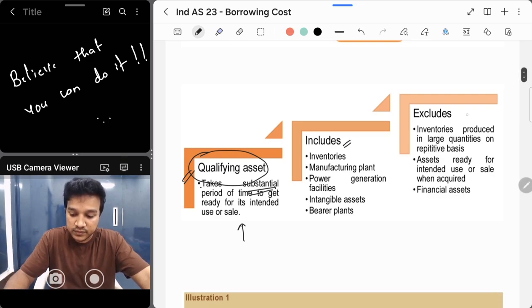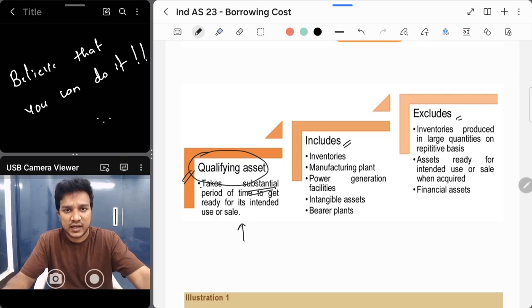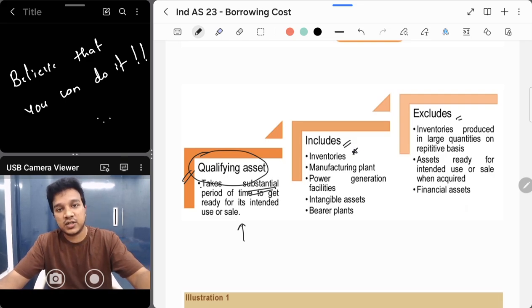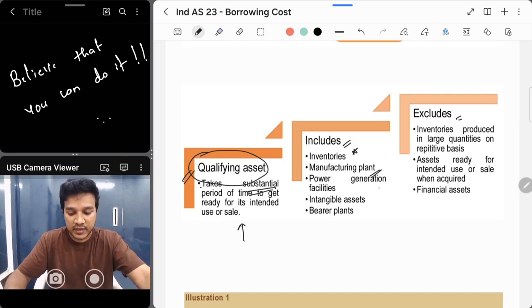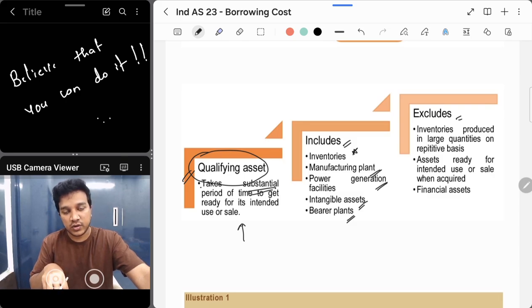तो now, qualifying assets में क्या क्या आते हैं, क्या क्या नहीं आते. The most important thing is inventory. ठीक है, inventory if it is taking a substantial period of time to get ready for its intended use or sale, then in that case जो भी borrowing cost हो रहा है उसके related, that will be added to the cost of the inventory. ठीक है, manufacturing plants, power generation, intangible assets, for all this if you have taken any loan, then interest cost will be added to this cost.